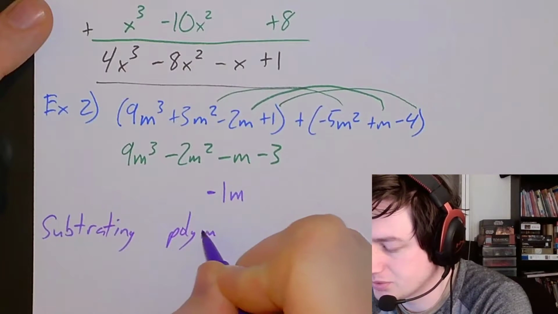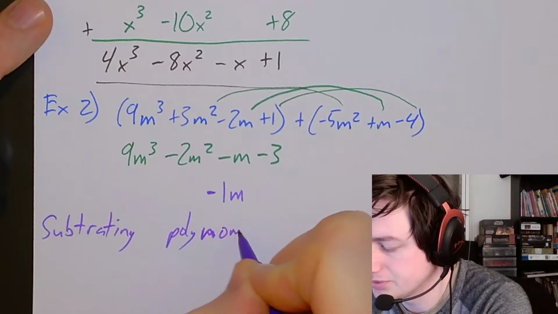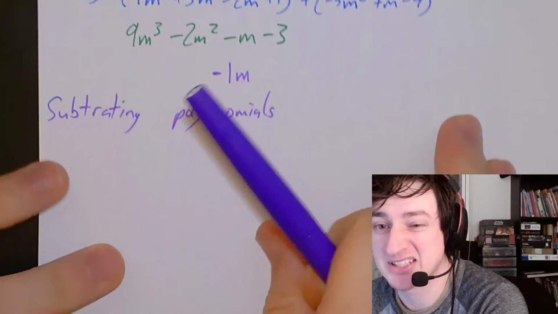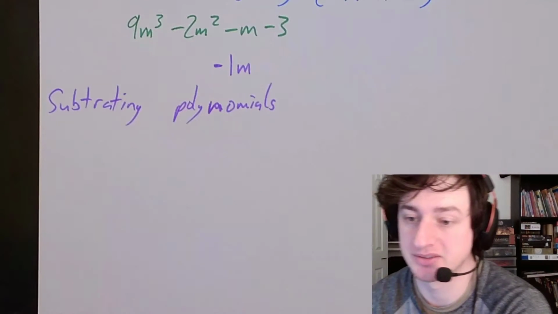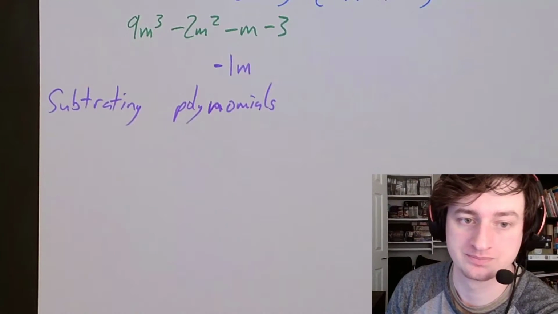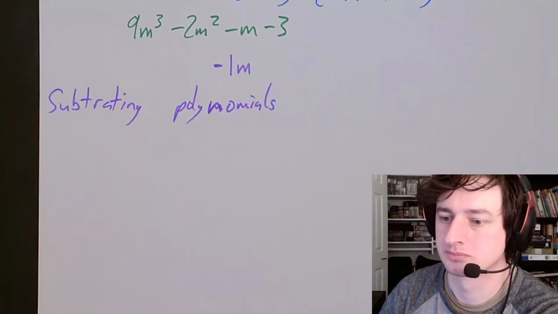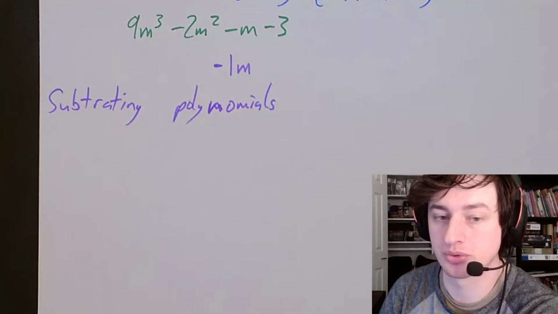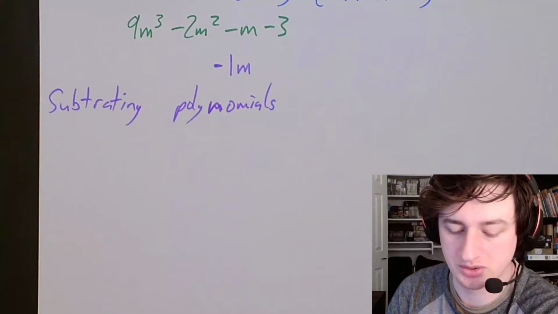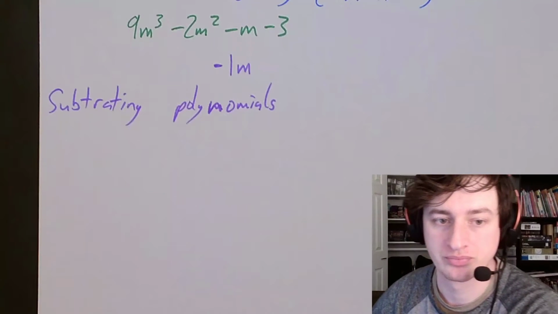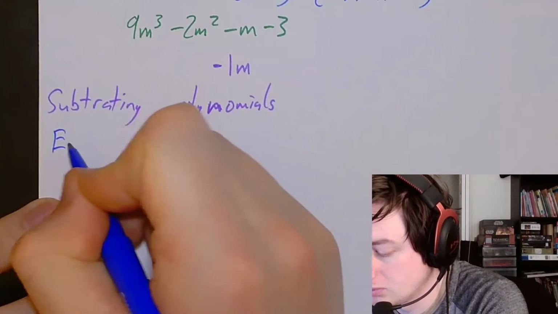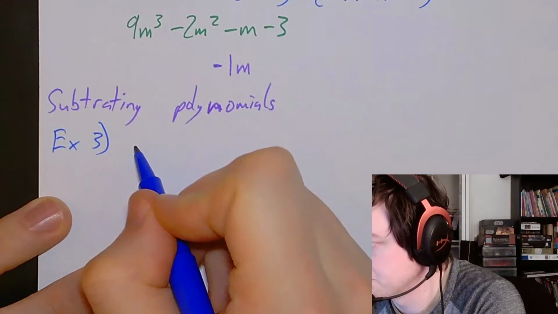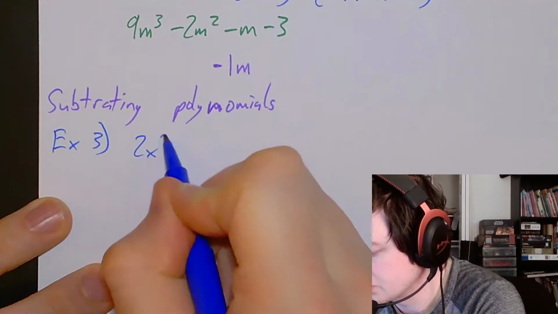Subtracting polynomials is basically the same as adding them, except we're going to have to flip some signs. We're going to need to distribute the negative to all the terms in the thing that we're subtracting. So we're going to subtract 2x cubed.